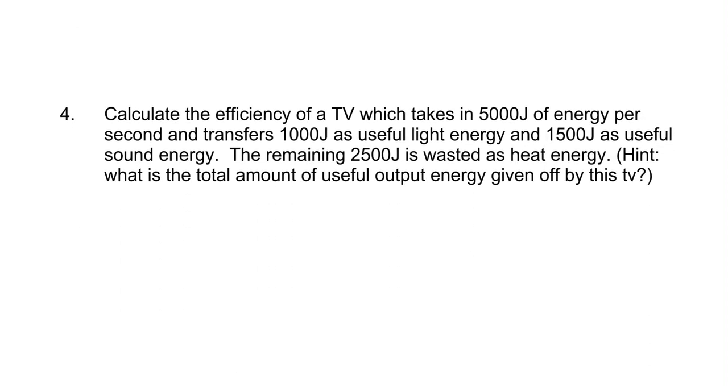And then the very last question: calculate the efficiency of a TV which takes in 5,000 and transfers 1,000 as useful light and 1,500 as useful sound. The remaining 2,500 joules is wasted as heat energy. So the hint here is, what is the total amount of useful output energy? You want a TV to do 2 things, so both of those things are useful. So you're going to have to combine them in a way.